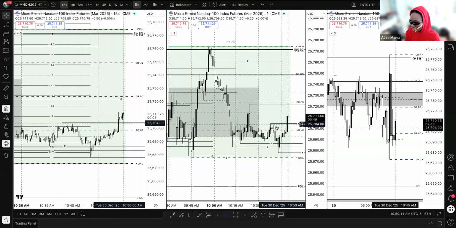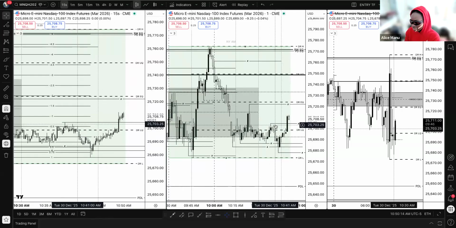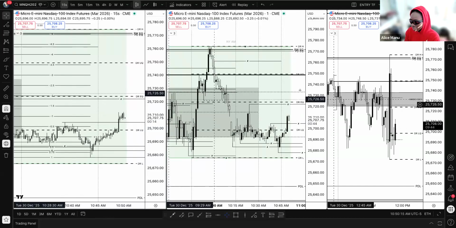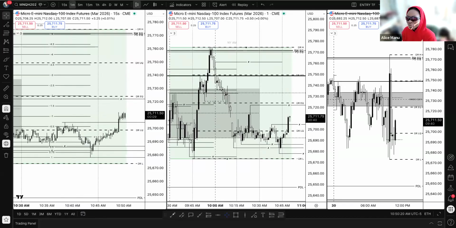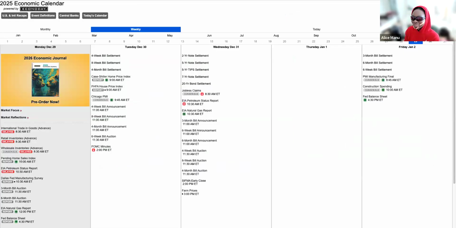Also a 1 minute setup here with this high. Let's see how that plays out when we come back for PM session. We do have FOMC today. Yes, yes, yes, one stage FOMC. So excited to see what that has in store for us today.